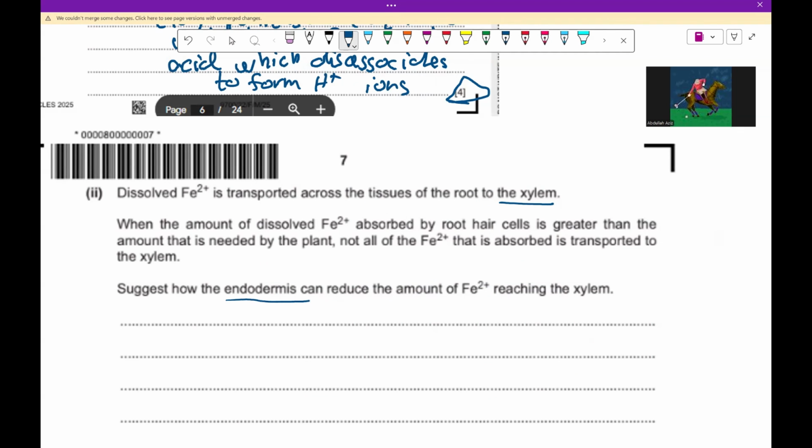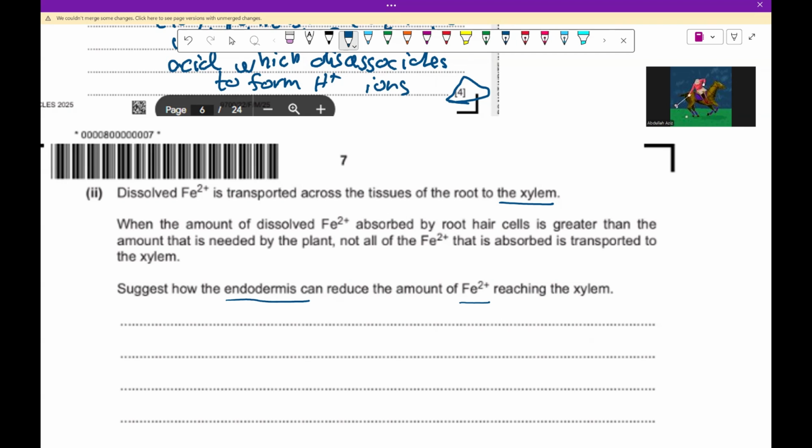Suggests how the endodermis can reduce the amount of Fe2+ reaching the xylem. Basically, this is the concept of the Casparian strip, right? We have an endodermis.